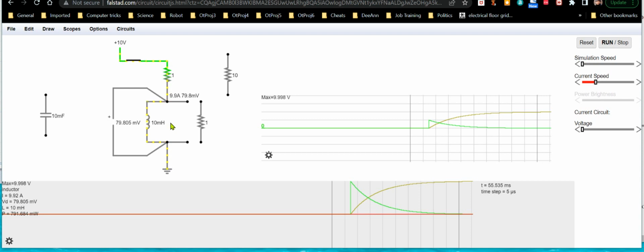Well, you've got to understand something. If you use a bigger resistor, right now we've got 1 ohm, right? And we've got 10 amps flowing through this thing, essentially. Well, okay, that's a lot of current to be flowing through an inductor.